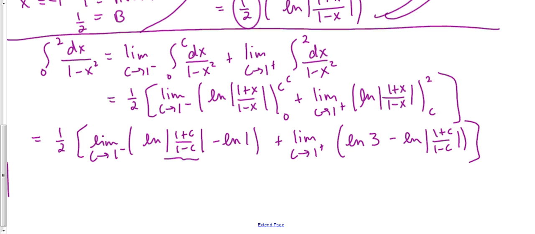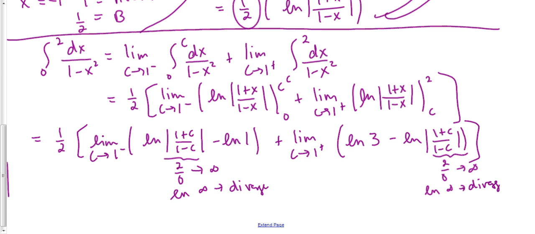When we look at this, we're going to end up with 2 over 0 as we substitute in 1 for c, and that's going to go to infinity. And the natural log of infinity is going to diverge. And we're going to get the same thing over here. We're going to get 2 over 0, which is going to go to infinity, and the natural log of infinity is going to diverge. So we're going to get that the whole integral that we started with diverges.